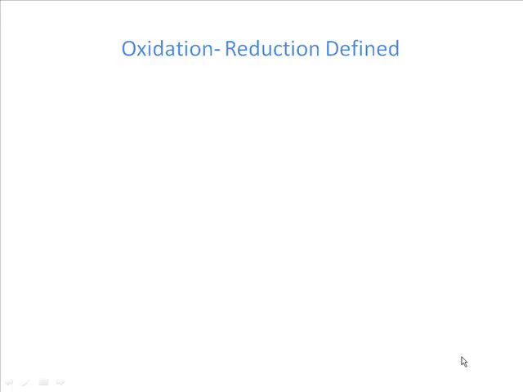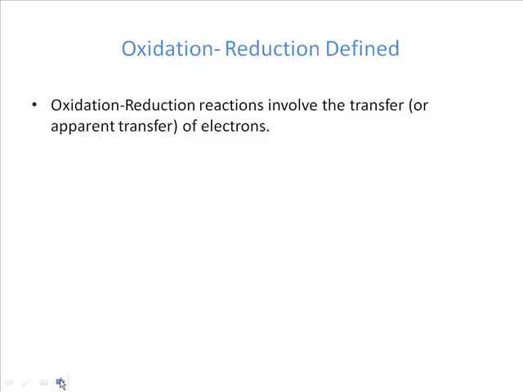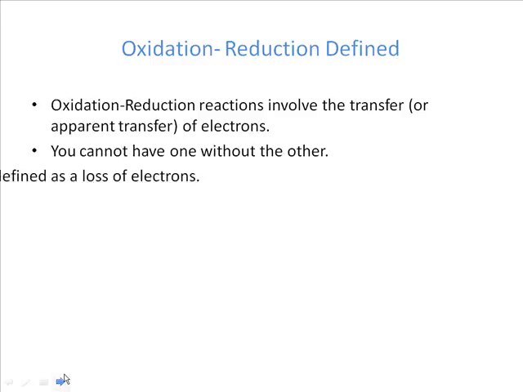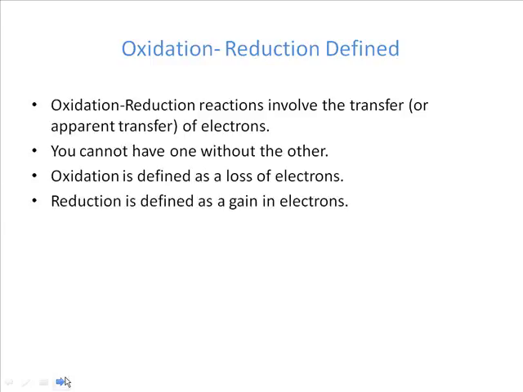In this section, we're going to learn how to assign oxidation numbers to different compounds. But before we do, we need to define oxidation and reduction. Oxidation reduction reactions involve the transfer or apparent transfer of electrons. You cannot have one without the other. You can't have oxidation without reduction and vice versa. Oxidation is defined as a loss of electrons, whereas reduction is defined as gaining electrons.